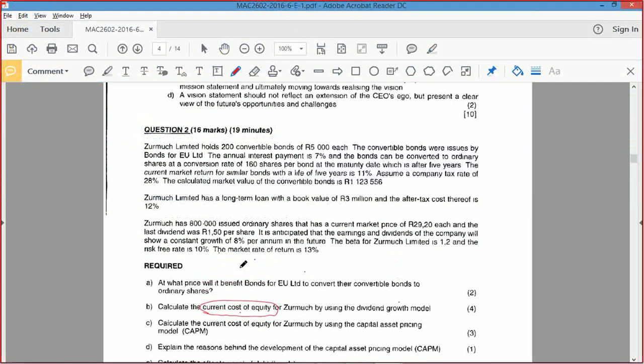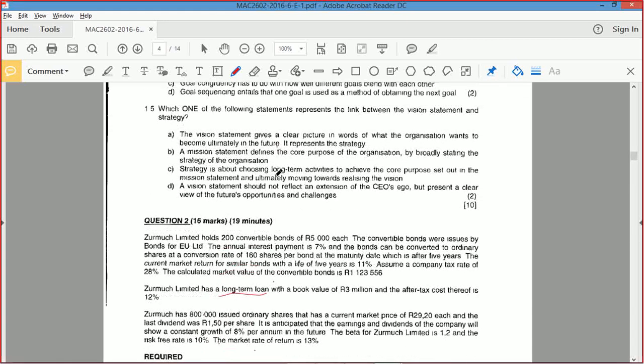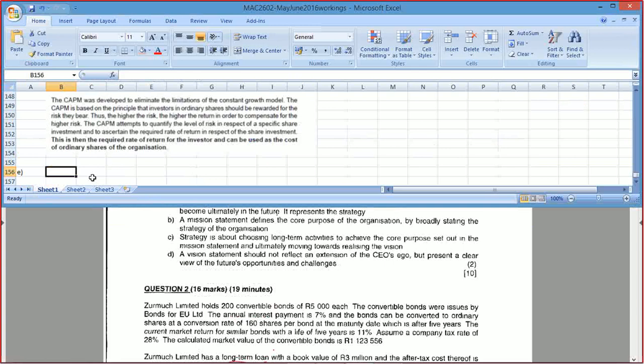We first need the cost of debt. Where's the cost of debt? Oh, the bonds. So can I ask, didn't they already give that to us? Between the two paragraphs, it says the after-tax cost therefore is 12%. That's for the loan, the long-term loan, not for the bonds. Oh, okay, so for the bonds we need to calculate using our time value of money.